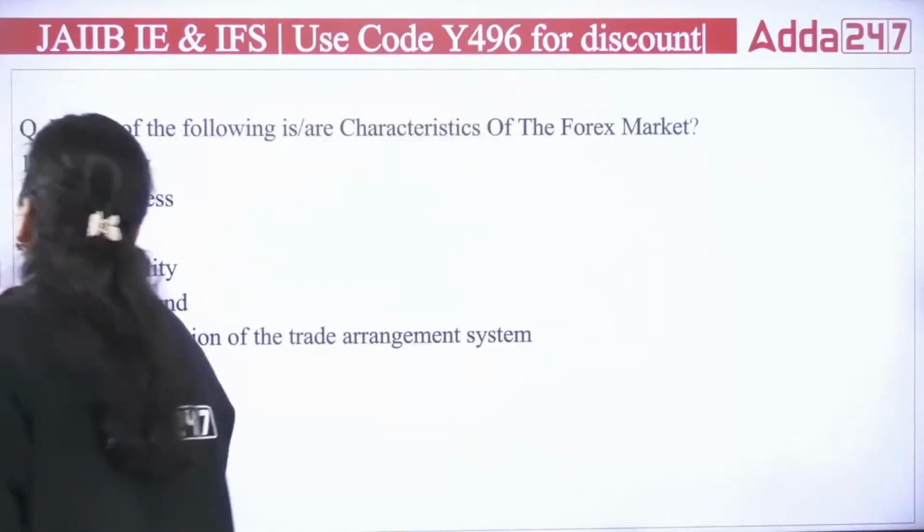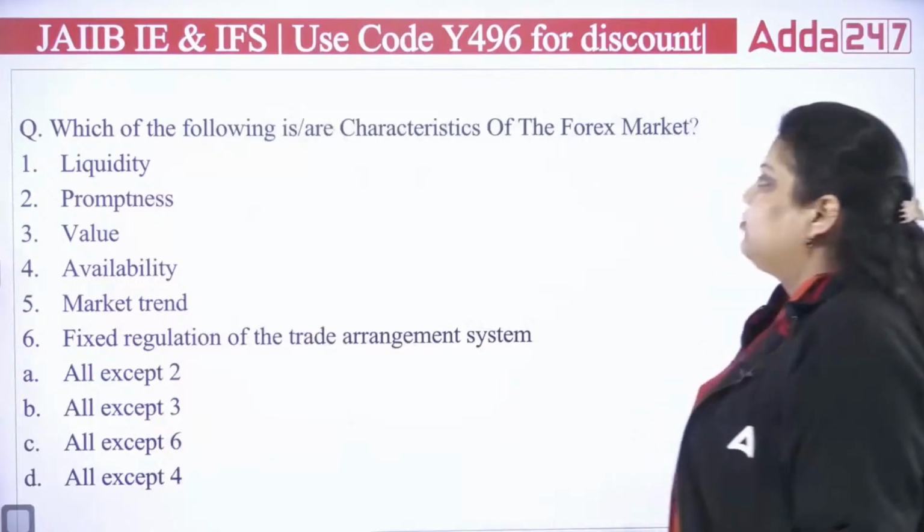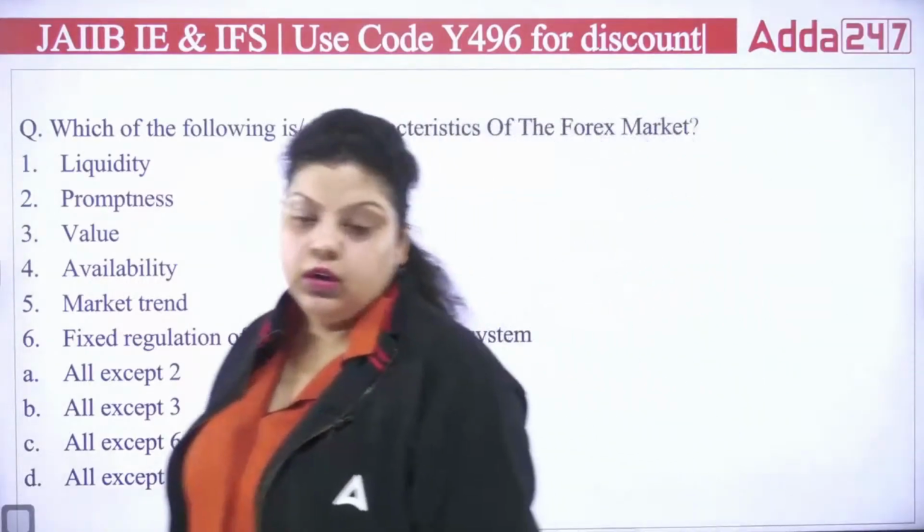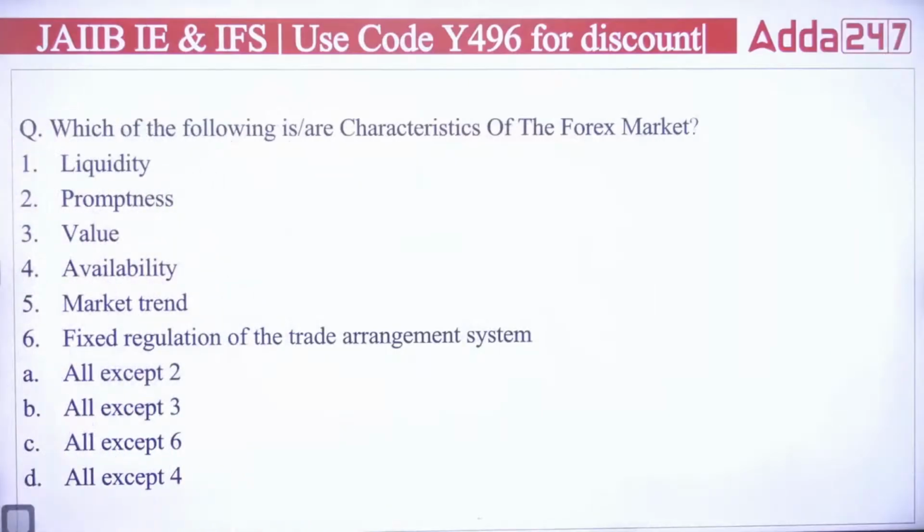Next question. Which of the following is our characteristics of the forex market? So forex is simply foreign exchange market. The characteristics of forex market are liquidity, promptness, value, available, market trend, fixed regulation of the trade arrangement system. So all except 2, all except 3, all except 6, all except 4. Which of the following is correct? A, B, C or D?